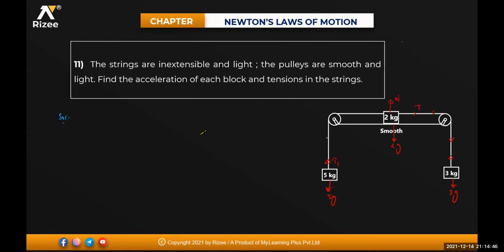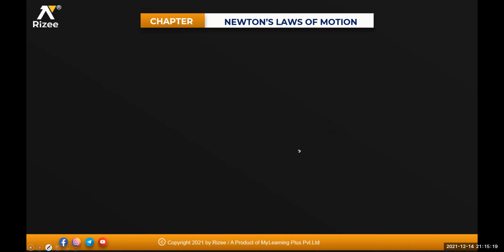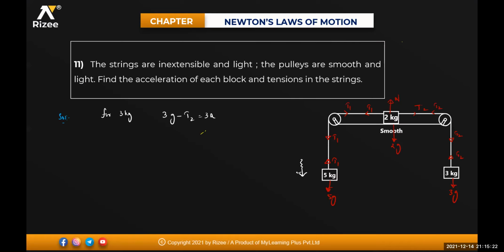So if this is T1, this one is also T1, this one is also T1, and this one is also T1. This will be T2, this will be T2, this will be T2, and this will be T2. Clear? If I'm taking an FBD for the 3 kg block, the body is moving in the downward direction, so 3g minus T2 is equal to 3 into some acceleration. If this body is moving in the downward direction, this body will be moving in the upward direction.